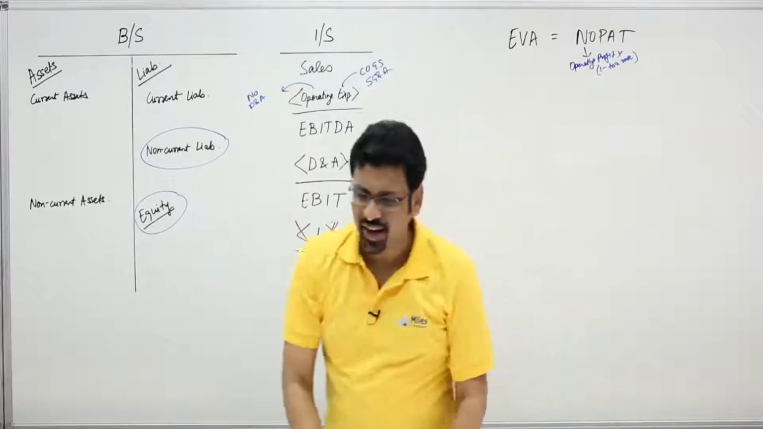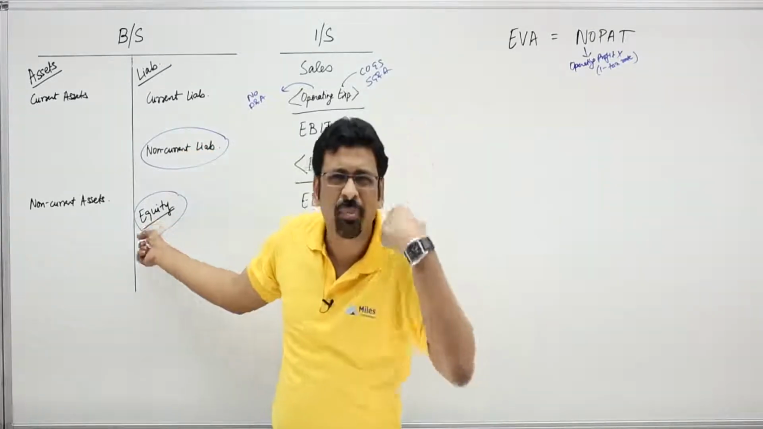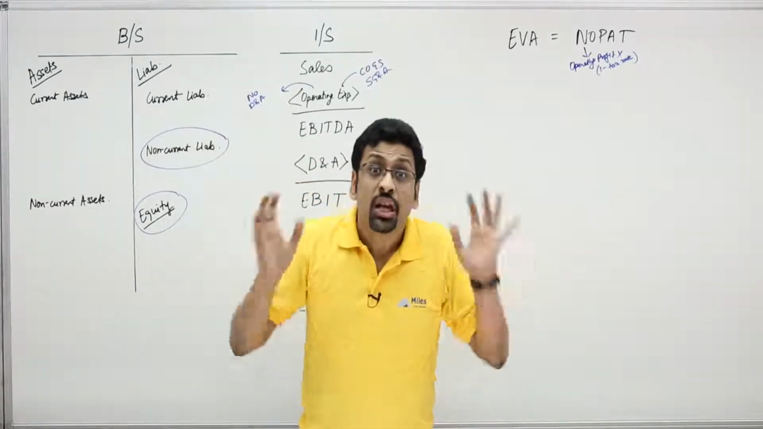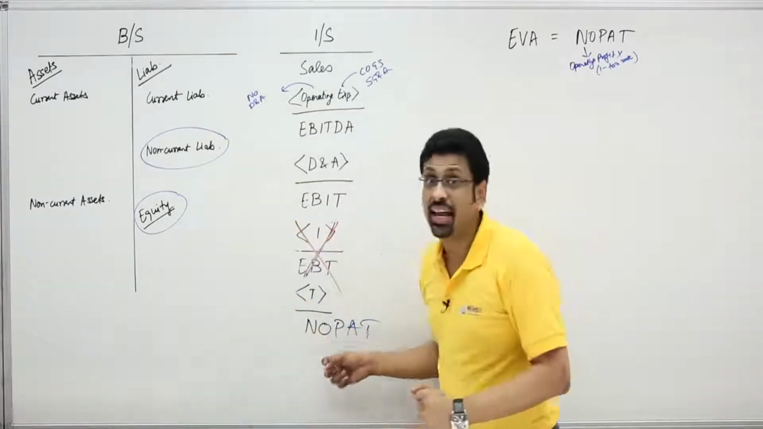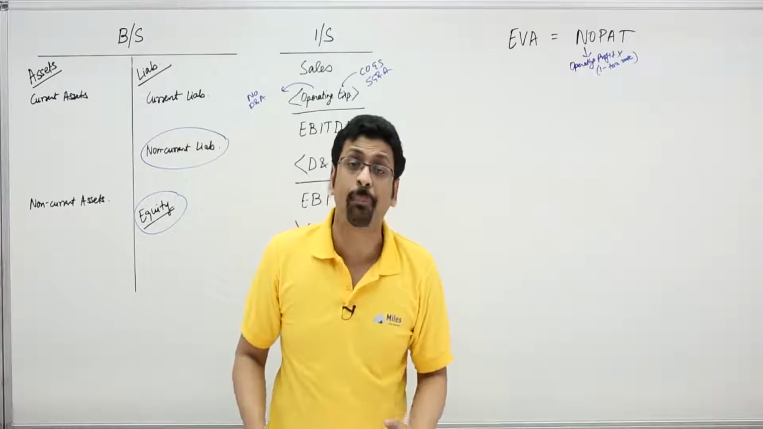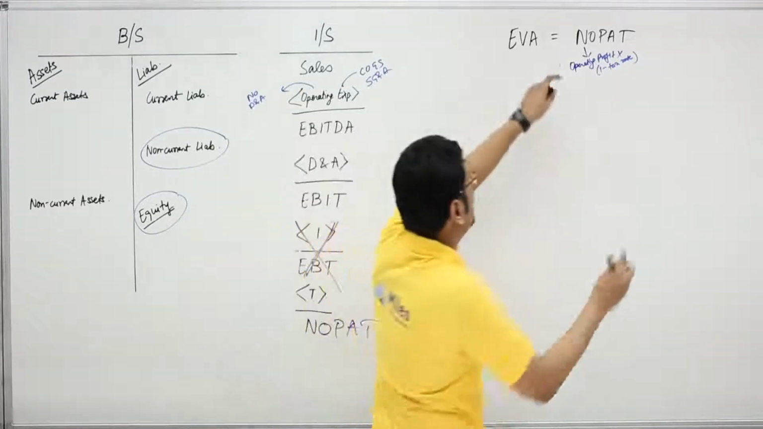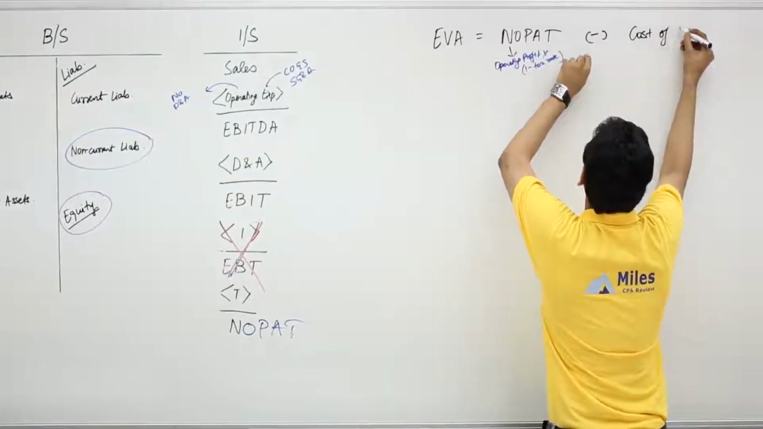But what we said is, when the debt holders gave in debt, when the equity holders invested money, they already had anticipated some rate of return. That's the cost of capital to the entity. So from this net operating profit after tax, we're going to subtract the cost of capital to get to economic value add. What's the economic profit of the entity? So from this, we're going to subtract cost of capital.